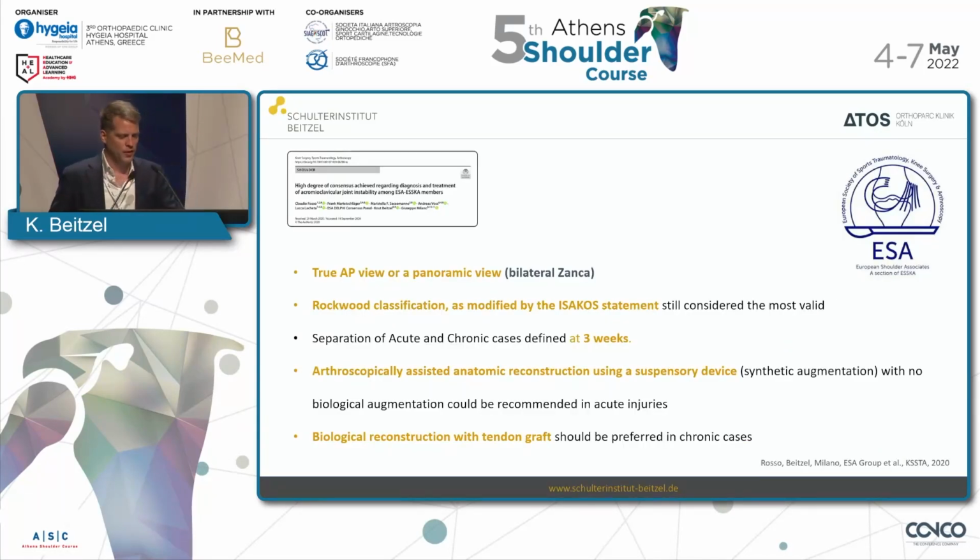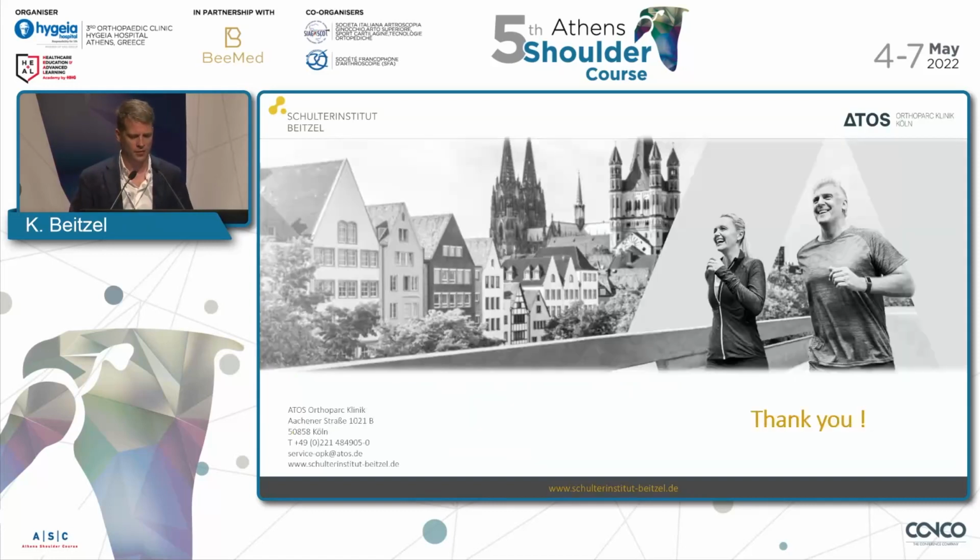So closing with our ESCA consensus, AP and panoramic view is also what we found with the ESA. Rockwood classification, try to add a little bit on it. Just don't look only on the X-rays. This is not a trauma surgeon thing. I think it's more a functional problem. 3 weeks seems to be the cutoff for the chronic cases. And when you go for surgery, try to be anatomic and have as few bone tunnels as possible. Thank you very much.